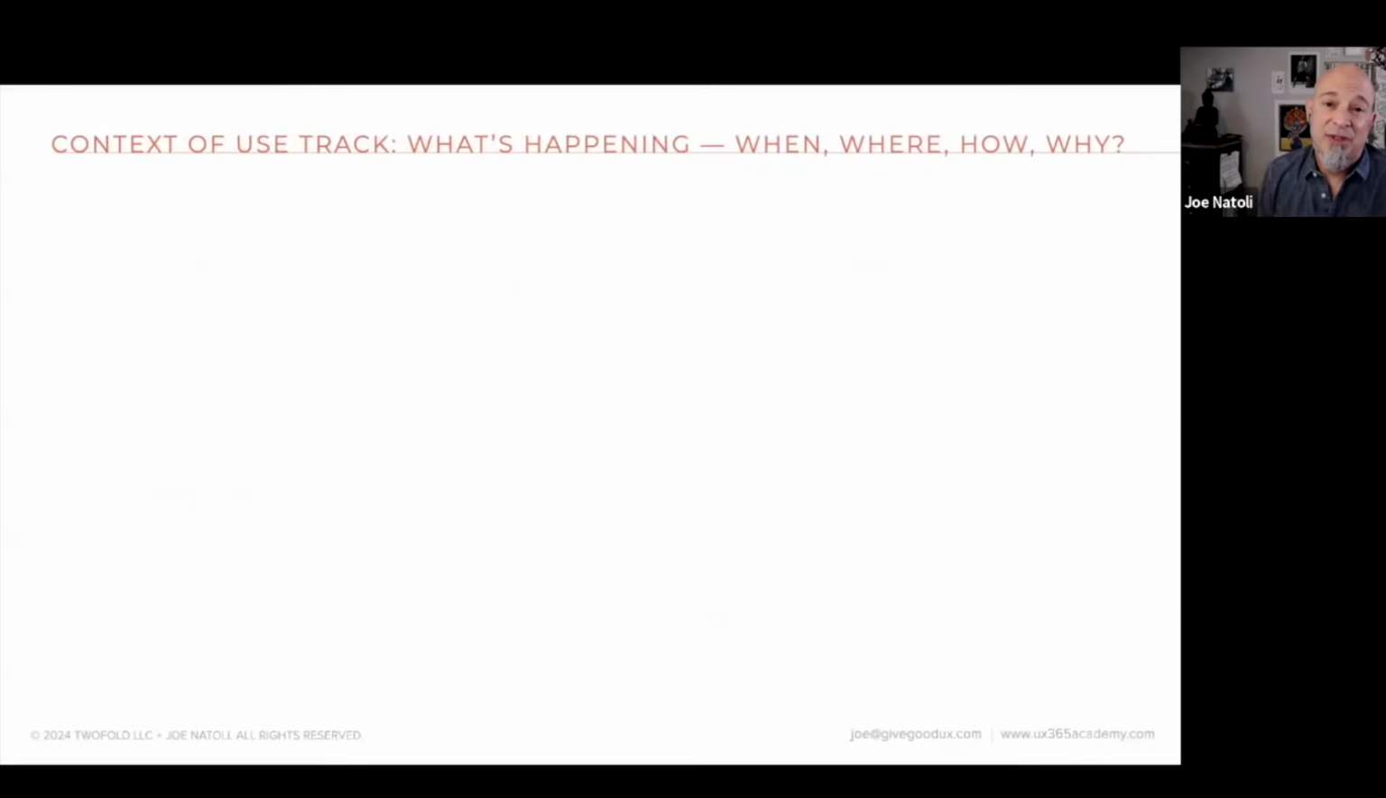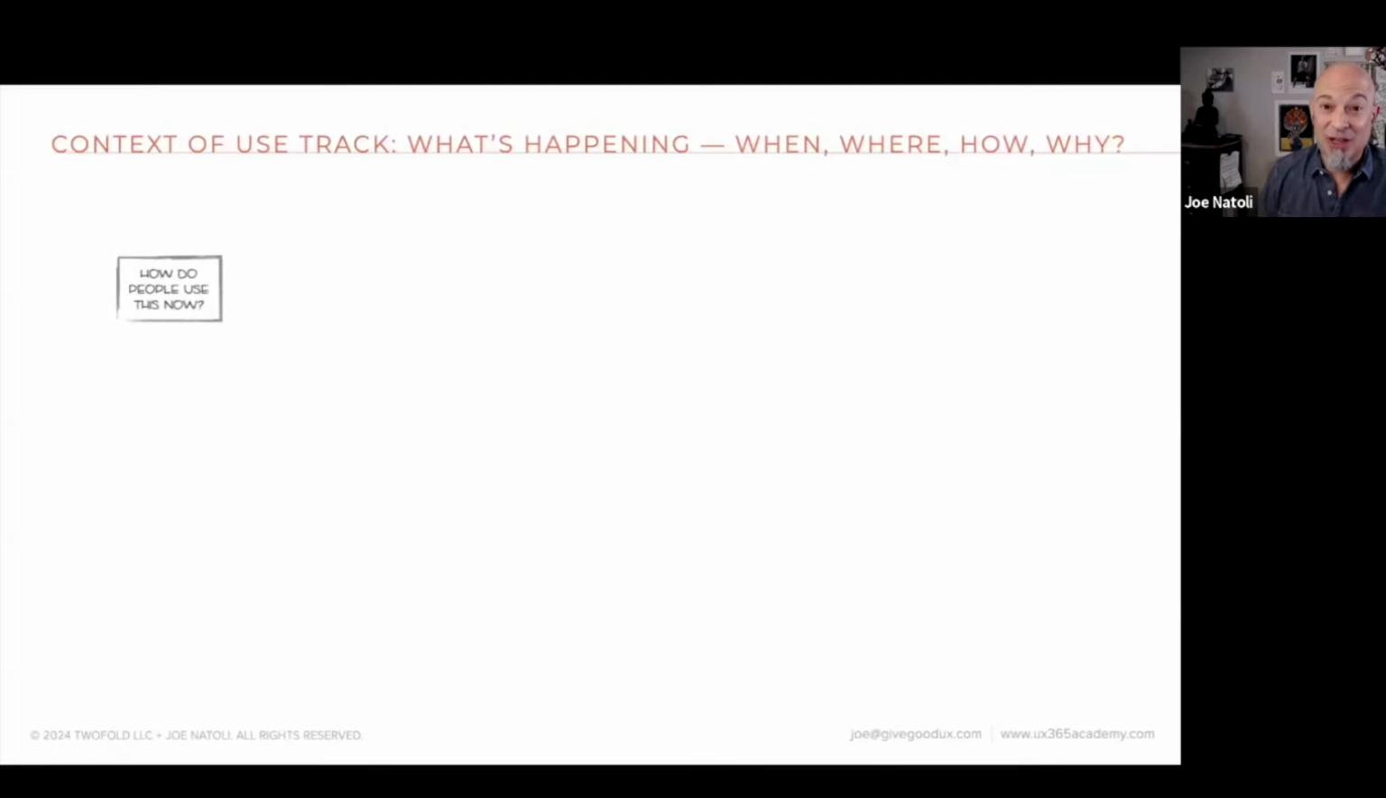So then we get the context of use, which is what's happening. When is it happening? Where is it happening? How is it happening? And why is it happening? This is the bulk of what I do by far, because it goes a long way in illuminating what's happening for people. And a lot of times it illuminates things that people didn't know were occurring, which is valuable in its own way. So the first question I always ask is, how do people use this now?